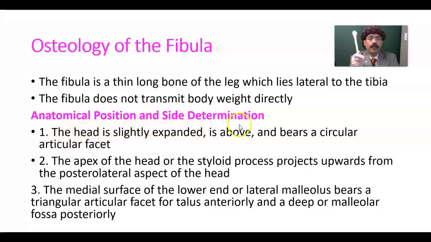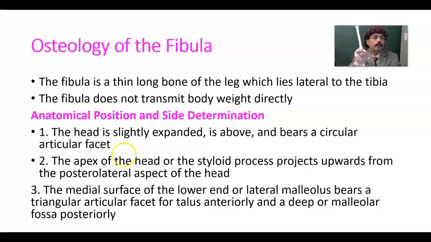Anatomical position and side determination. The head is slightly expanded, is above, and bears a circular articular facet. The apex of the head, or the styloid process, projects upward from the posterolateral aspect of the head. The medial surface of the lower end, or lateral malleolus, bears a triangular articular facet for the talus anteriorly and the deep malleolar fossa posteriorly.